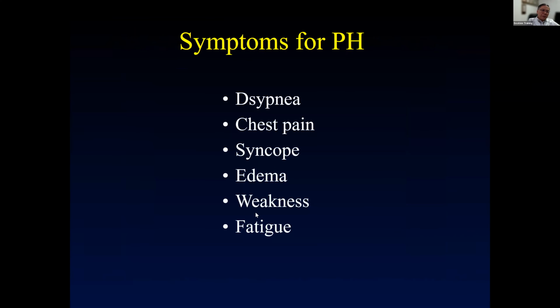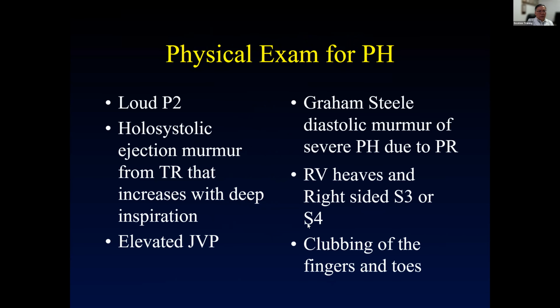The symptoms of pulmonary hypertension are very typical, and we see them all the time in cardiology. So it's nothing specific for pulmonary hypertension. Shortness of breath, chest pain, syncope, peripheral edema, weakness, and early fatigue. Patients with pulmonary hypertension tend to have problems exerting themselves, and this is because of the limitation in the lung.